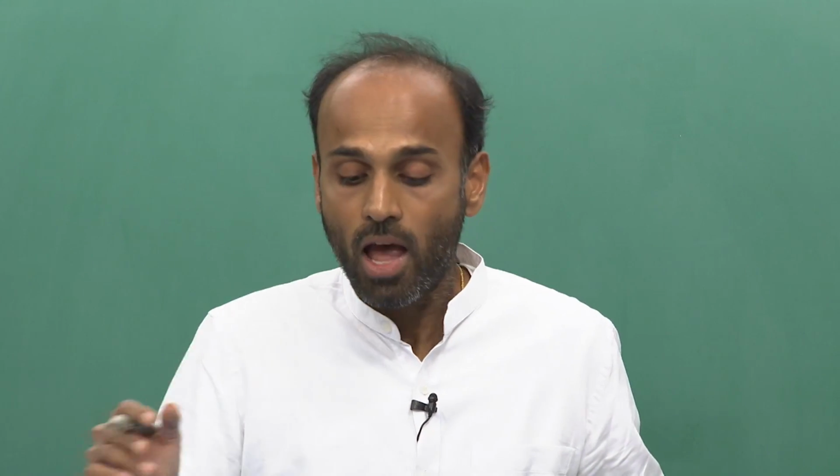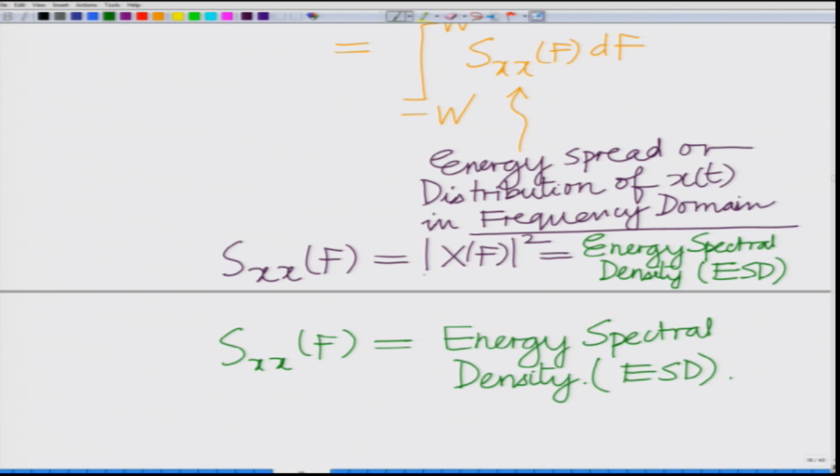So, this is very important, and therefore, naturally if you integrate it over the entire frequency domain, minus infinity to infinity, that gives us the total energy contained in the signal, that is integral minus infinity to infinity Sxx f df is the total energy contained in the signal, which is nothing but integral minus infinity to infinity magnitude x t square dt.